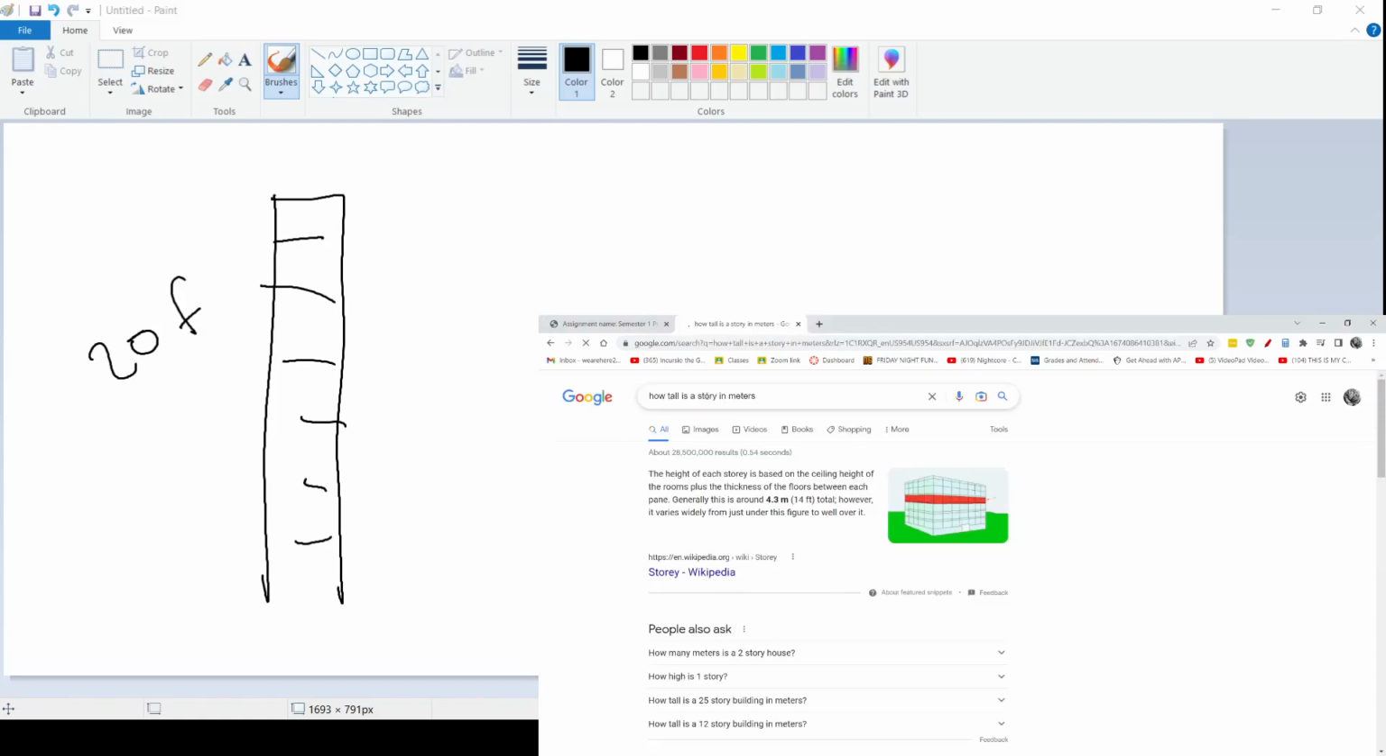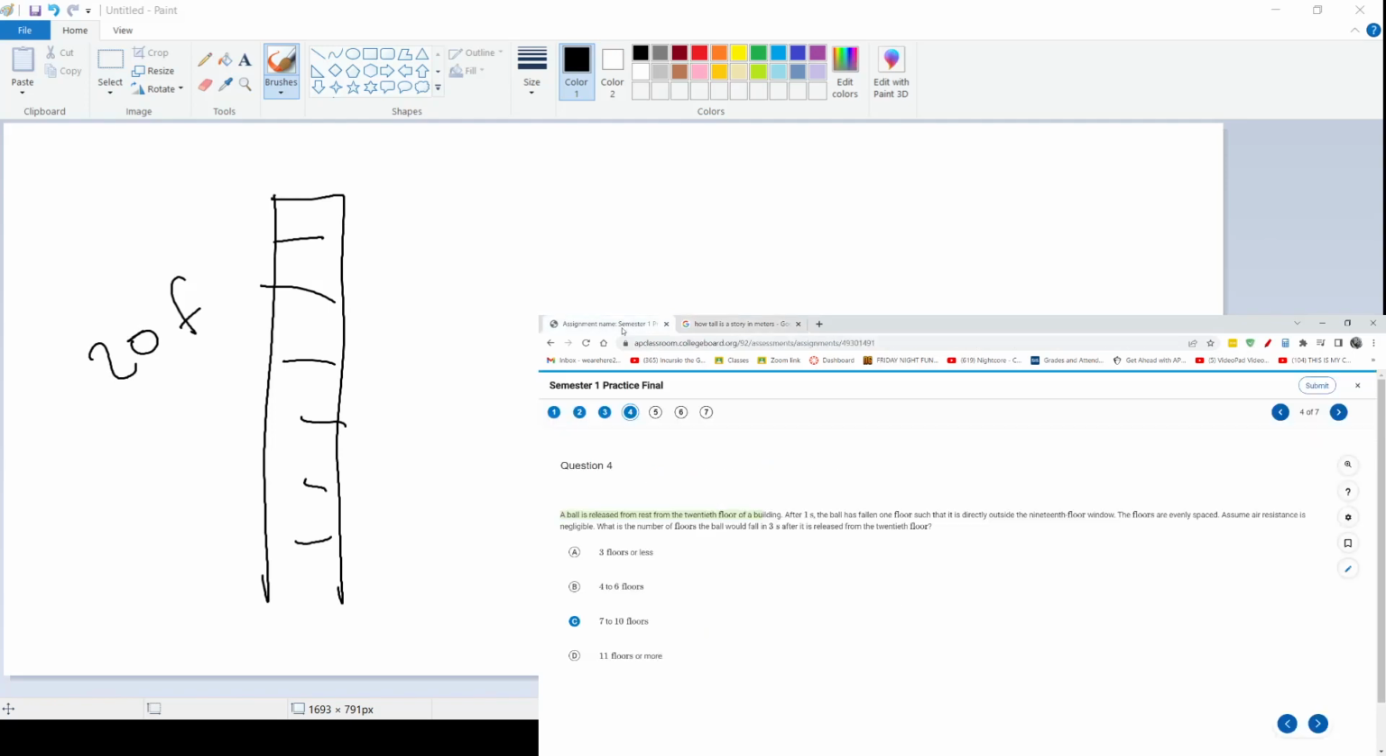At the building, 20 floors tall, so 4.3 meters each. Let's go back to this. We're gonna do the math here. That's 80, and then plus 0.3 times 20. This is a very fine problem. It's gonna be 6, so 86 meters tall.